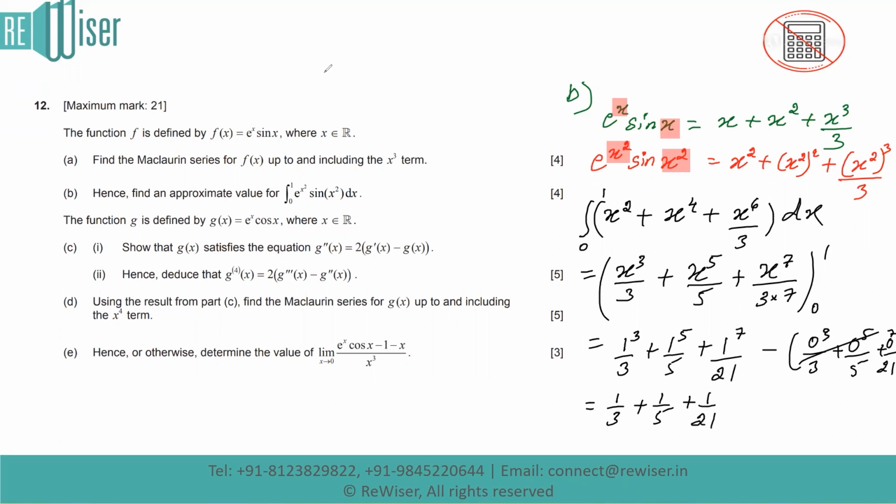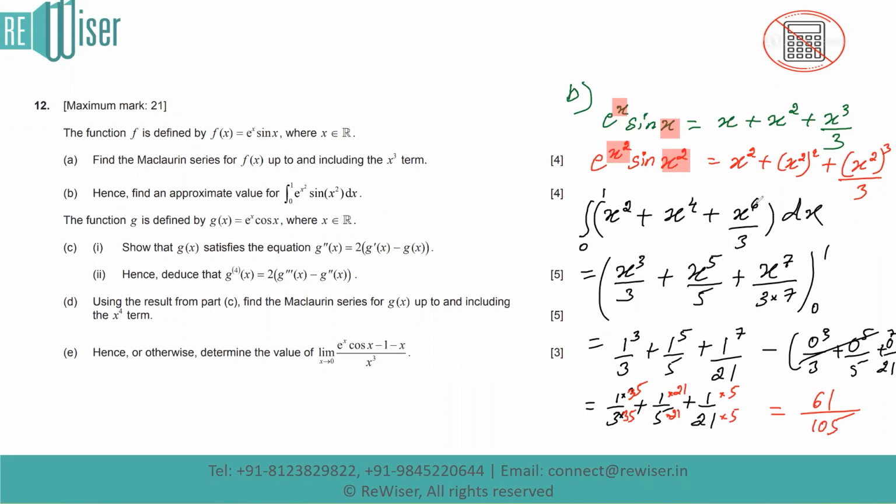So if I take the common LCM here, it's going to be 105 is the common LCM. So in order to get 105, I need to multiply here with 35 and 35 in order to get 105 as a common LCM, and here with 21 and 21, and here with 5 and 5. So in that case, I'll be getting the common denominator as 105. And the numerator is going to be 35 plus 21 plus 5, which is going to be 61. And this is the right answer for part B.